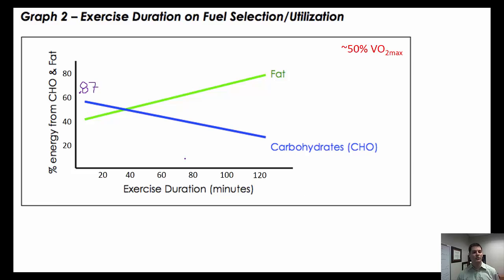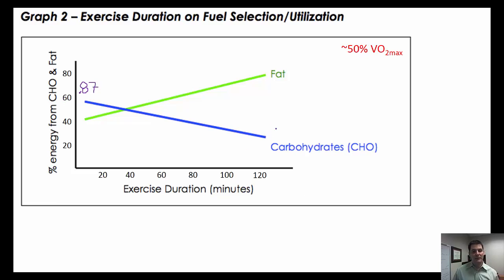If we look at exercise duration here, the idea is that we exercise at this given intensity for a long duration. In this case, we have a couple hours of exercise, and what happens to our RER? We can look again at our percent energy from carbs and fats. What we see here now is that carbohydrate usage goes down.